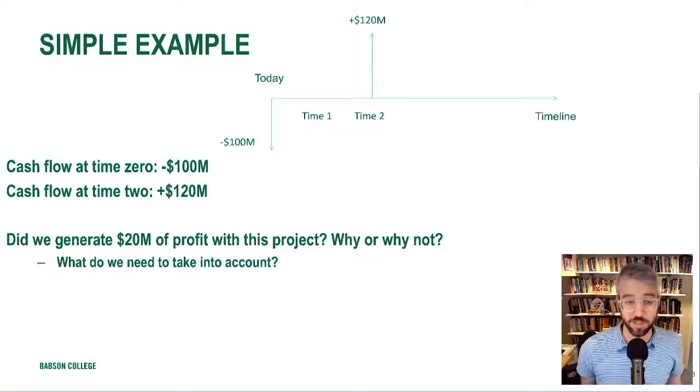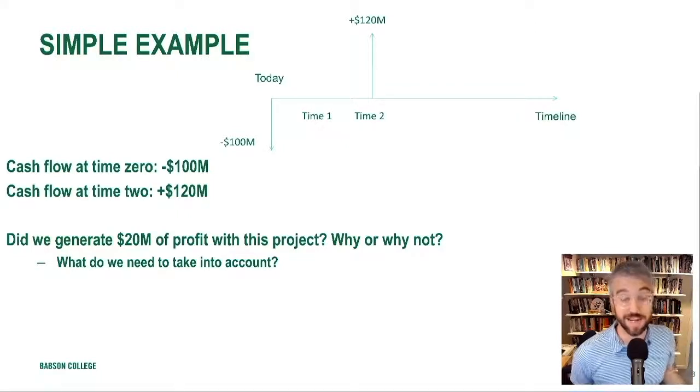And the answer is no, it did not generate $20 million of value, even if it generated $20 million of profit. And the reason for that is the time value of money and the risk associated with investment in the project. The $100 million was invested up front. The $120 million of benefits don't come until 2 years later.